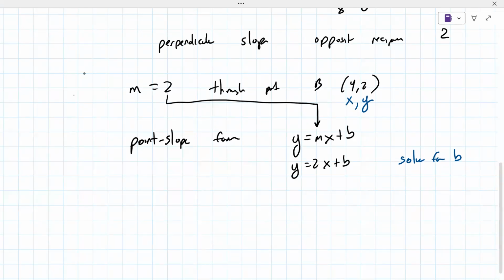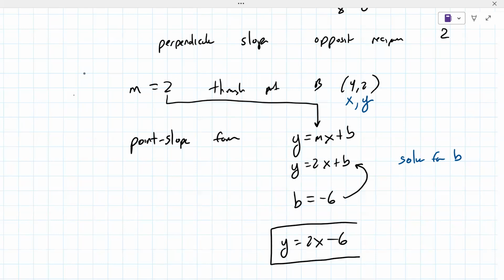Would the two still be 2y equals, or would it just be two? It replaces the y. Okay. -6 equals b. Okay, so b equals minus six. So that goes back into this line here. So y equals 2x minus six is your final answer. I see. And they want it in point slope, so that's why we did it that way.